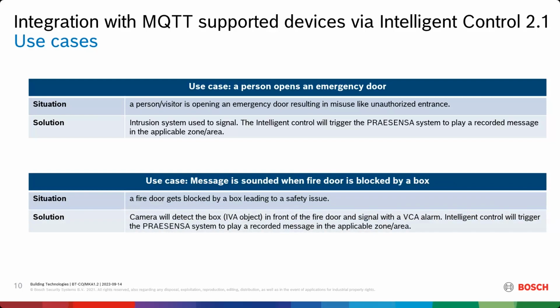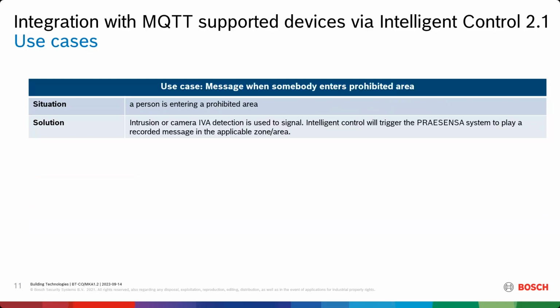Here is another one. A message is sounded when the fire door is blocked by a box. We have another sensor here. A camera is monitoring the door and it is using video analytics. If an object is placed in front of the door, then this camera shall give a video analytics event to the PXI-Core. And then we can make again a logical rule that the PXI-Core needs to process something. Like in this case, again, we have a PRAESENSA zone with a specific speaker that is close to the door, where we make an announcement that it's not allowed to put a box in front of the fire door because you are blocking the emergency exit. So that's the second use case example.